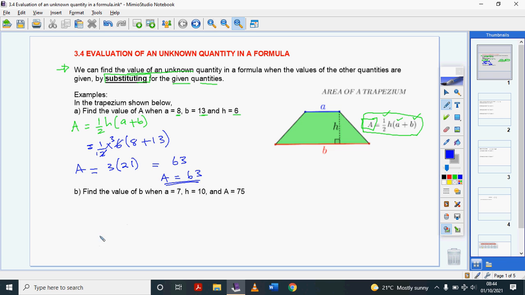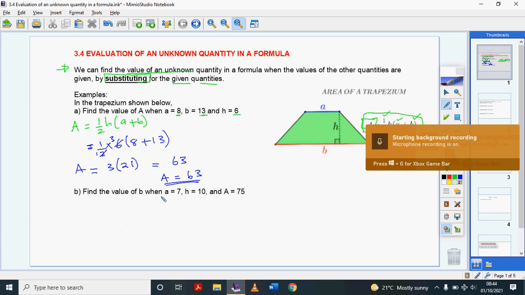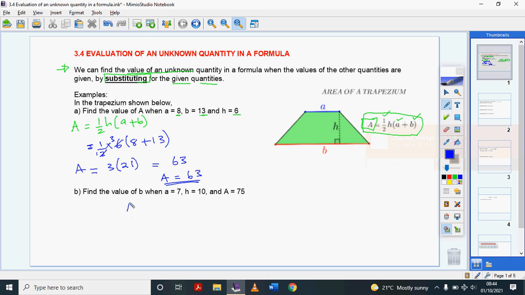Let's look at part B. Find the value of B when A is 7, H is 10, and capital A is 75. So I'm using the same formula, that area is equal to half H open brackets A plus B, right? Now I am given that the big A is 75. I'm given that H is 10, right? There's a multiplication sign. I know that A is 7, and I want to find B, right? So what you're going to do is start with this. Divide by 2 to get 1, divide by 2 to get 5. Then you have 75 is equal to 5 open brackets 7 plus B.